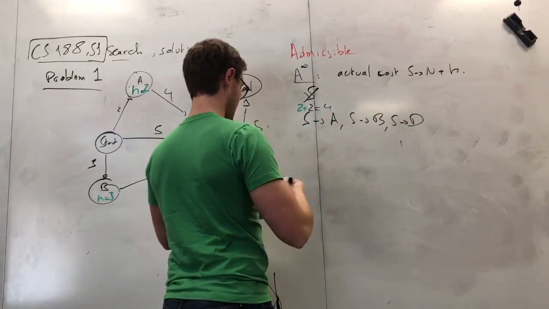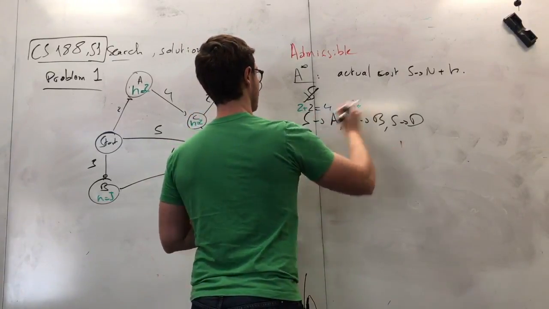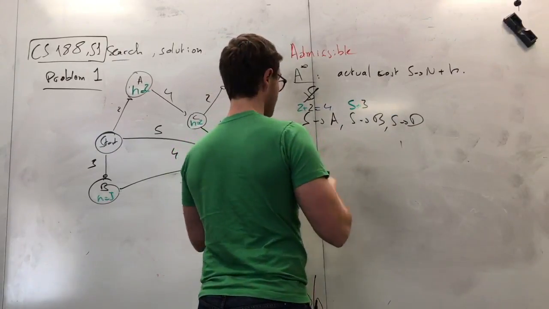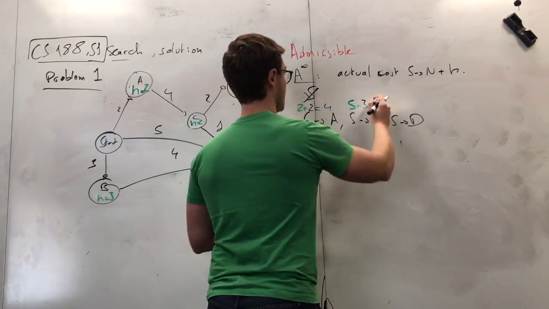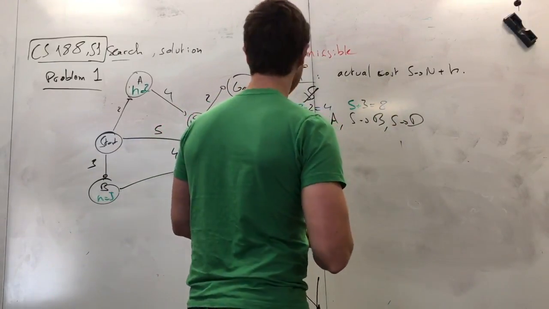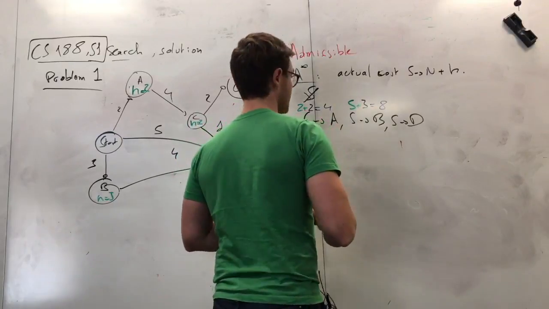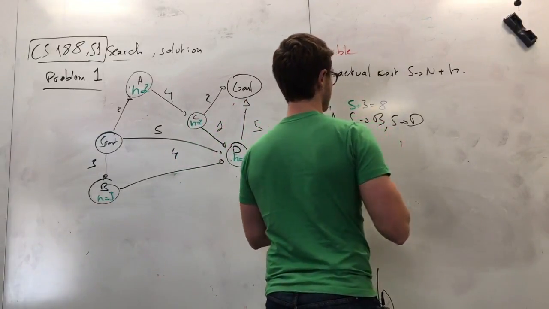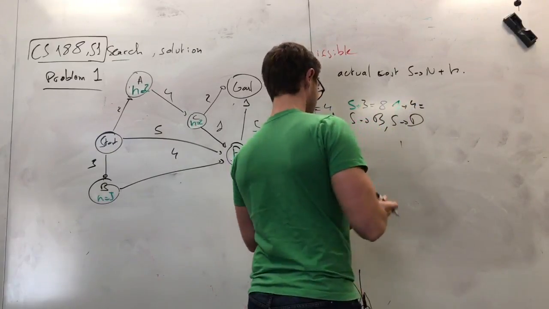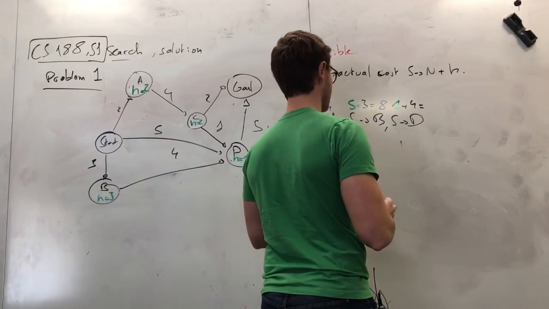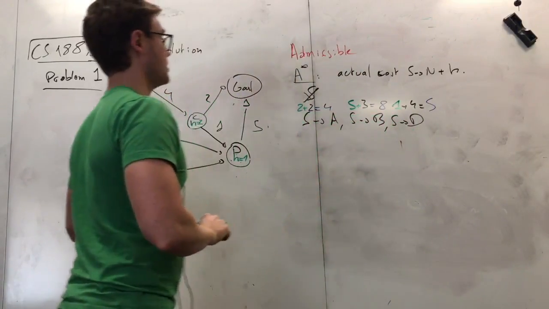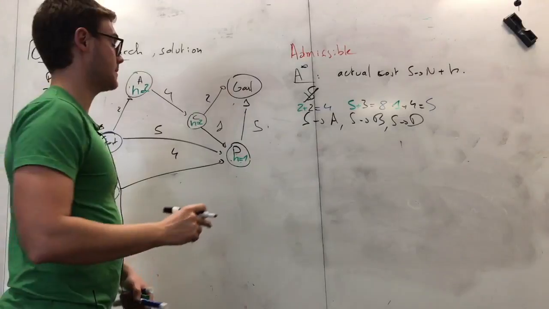So let me get the colors right here. 3. So 5 heuristic plus 3 of actual cost, which is going to give us a cost of 8, or an estimated cost of 8. And finally, S to D, we have 4 plus 1. 1 being the value for the heuristic and 4 being the value for the path, the cost that we incur, and it's 5.